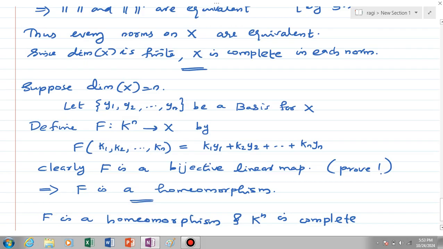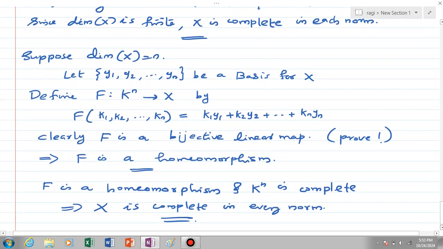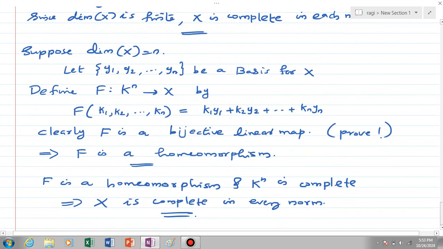So we have defined a bijective linear map on the finite dimensional space Kn. This means that by the above part capital F is a homeomorphism. So capital F is a homeomorphism and we know the space Kn is complete. This means that on the other side capital X is also complete in every norm. That's the proof. Thank you.